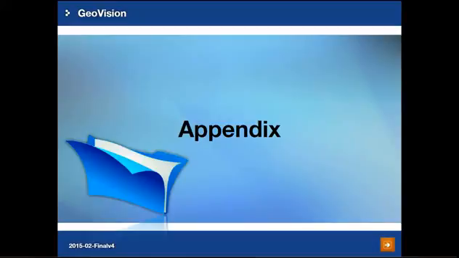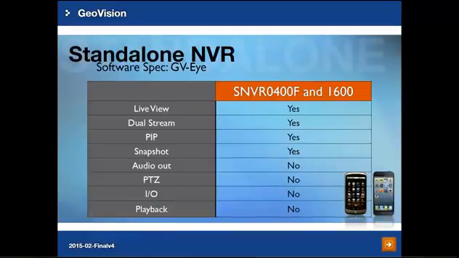Lastly, the appendix. When GVI mobile app connects to SNVR, what functions can we expect? The first one is live view. You can watch the live view. Second one is dual streaming. Third one is PIP, picture in picture. The fourth one is snapshot.